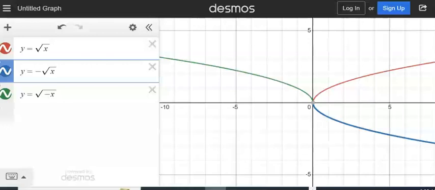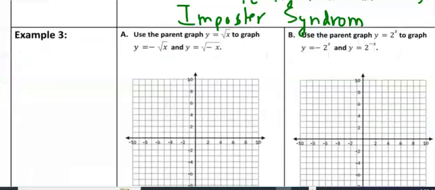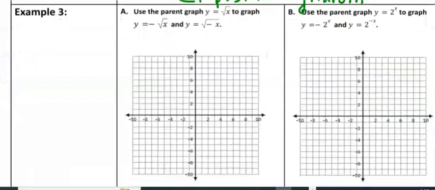All right, let's see where I'm at here. See if I can get back where I was at. I'm just good enough at technology to get in trouble. Okay, so let's look at this one here.